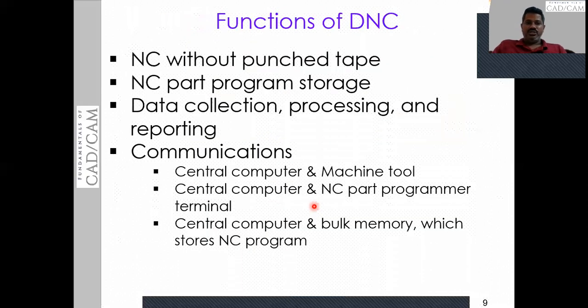So let me move further to discuss the functions of the DNC. Here you can see the functions. The first one is NC without punch tape. That means in the case of CNC as well as DNC, we are not going to use the punch tape. There are a lot of disadvantages when you use a punch tape.